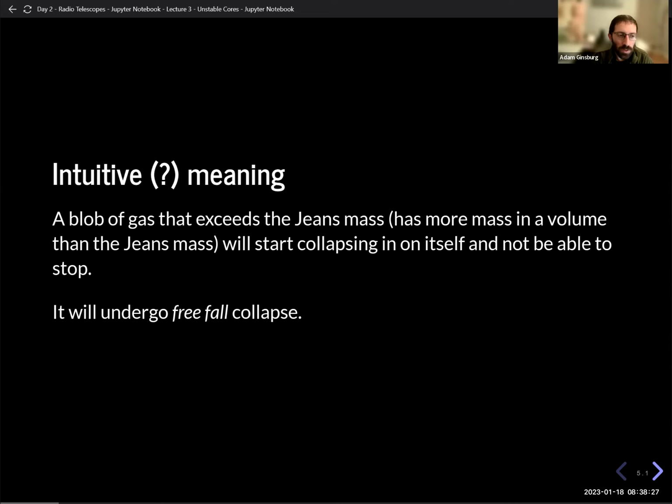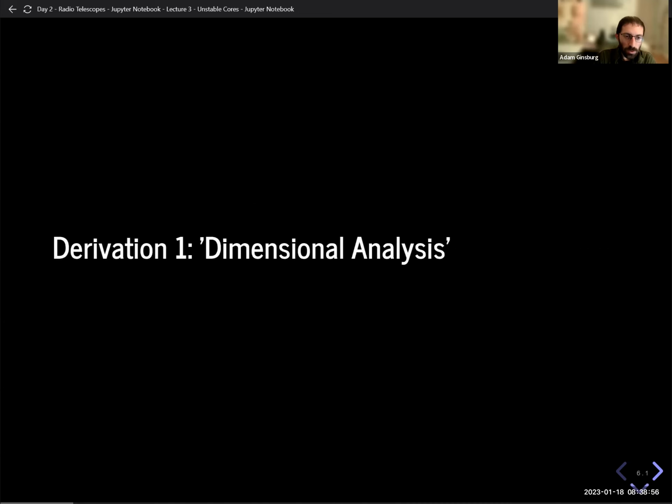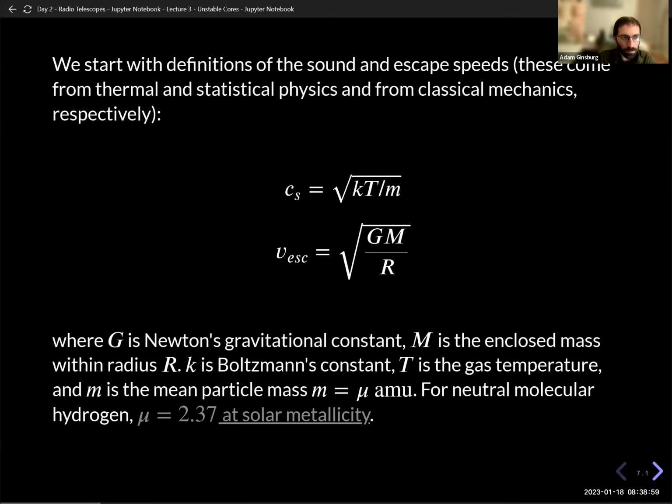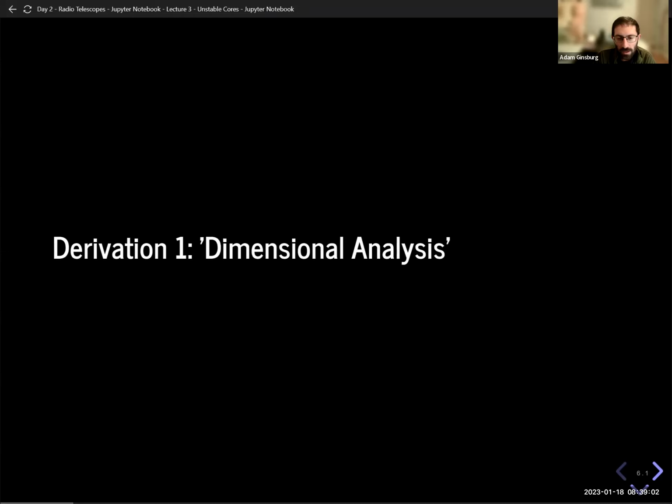To give you an intuitive meaning for the Jeans mass, we can say that a blob of gas, any gas collection sitting out in space, that is more massive than the Jeans mass, which means it has more mass in a particular volume than the Jeans mass, will start collapsing in on itself, and then it won't be able to stop. It will undergo free fall collapse after that point. So we're going to go through the derivation using essentially dimensional analysis. Dimensional analysis means we're essentially matching two quantities that have the same units.